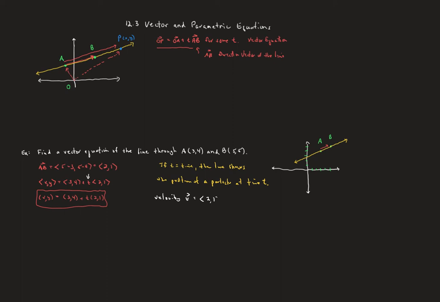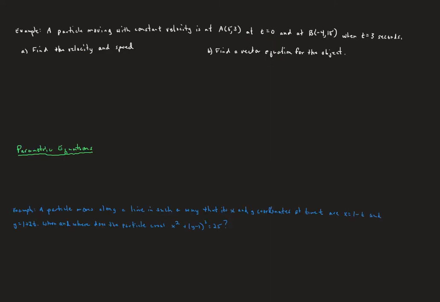That's the <2, 1>. And since speed is the absolute value of the velocity, our speed is going to be Pythagorean again, it's going to be the square root of 5, whatever our units would be, per whatever our time might be. Okay? So there's our velocity and speed of that particle. So let's go to the next screen here.